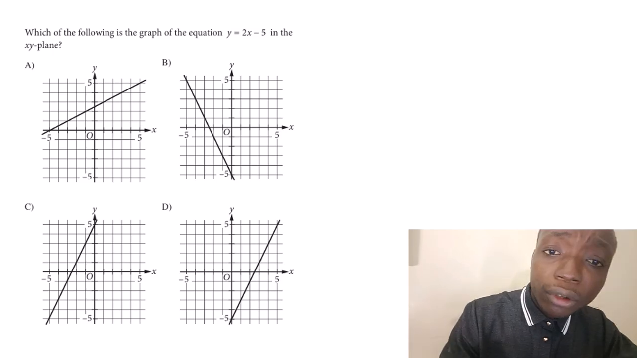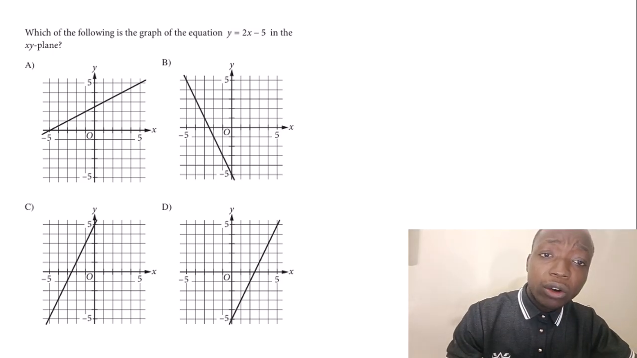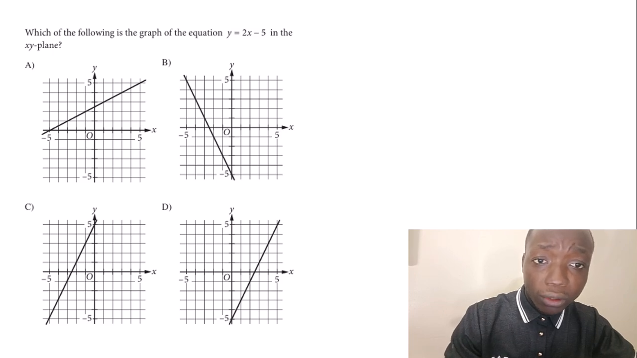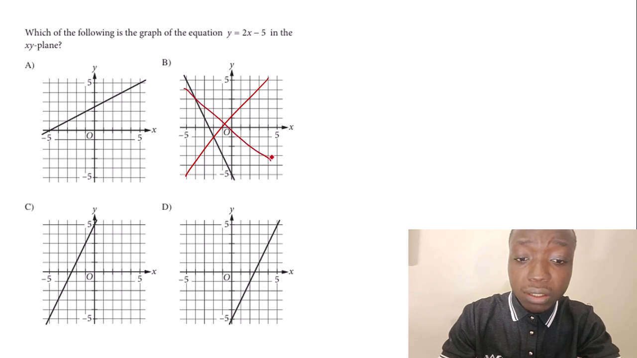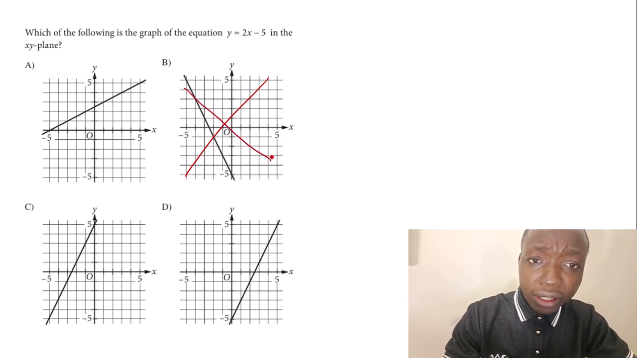Now, which of the following is the graph of the equation y equal to 2x minus 5? First of all, you have to check the nature of the graph. This equation has a positive slope. So option B is out because it has a negative slope.